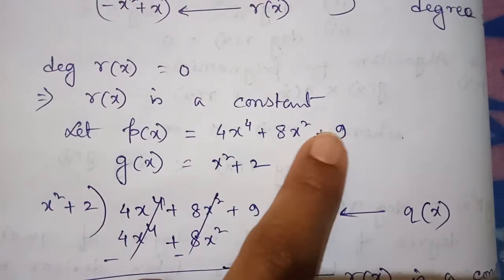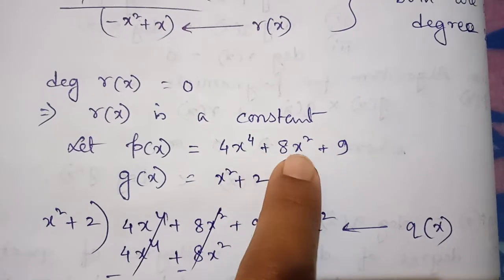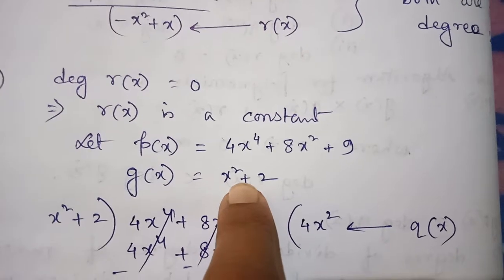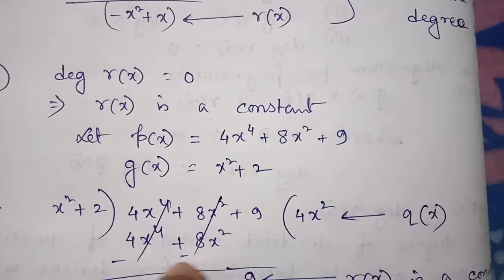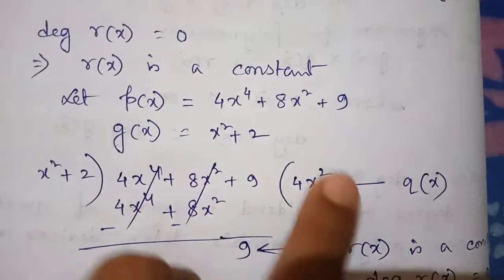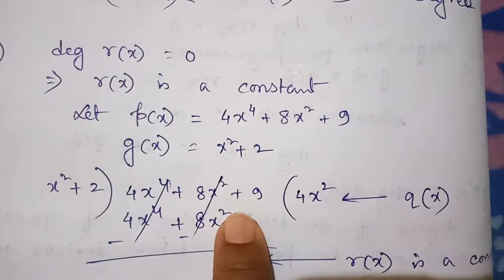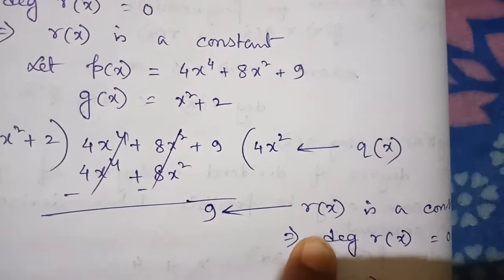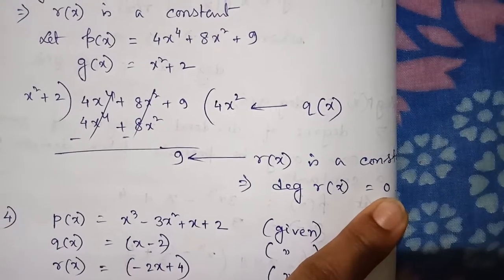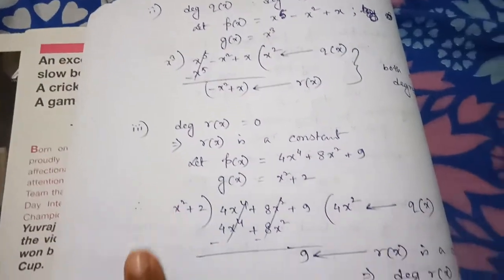Now you can look at how I have formed it. You can see this portion, whatever I have written, is actually a multiple of this one. So when we are dividing, this portion will be cancelled out, so the constant part will be left. So in this way you can form your own example for this question, and this is the clue. So r of x is a constant, that means degree of r of x is 0. So these three were the question number 5's 3 parts.